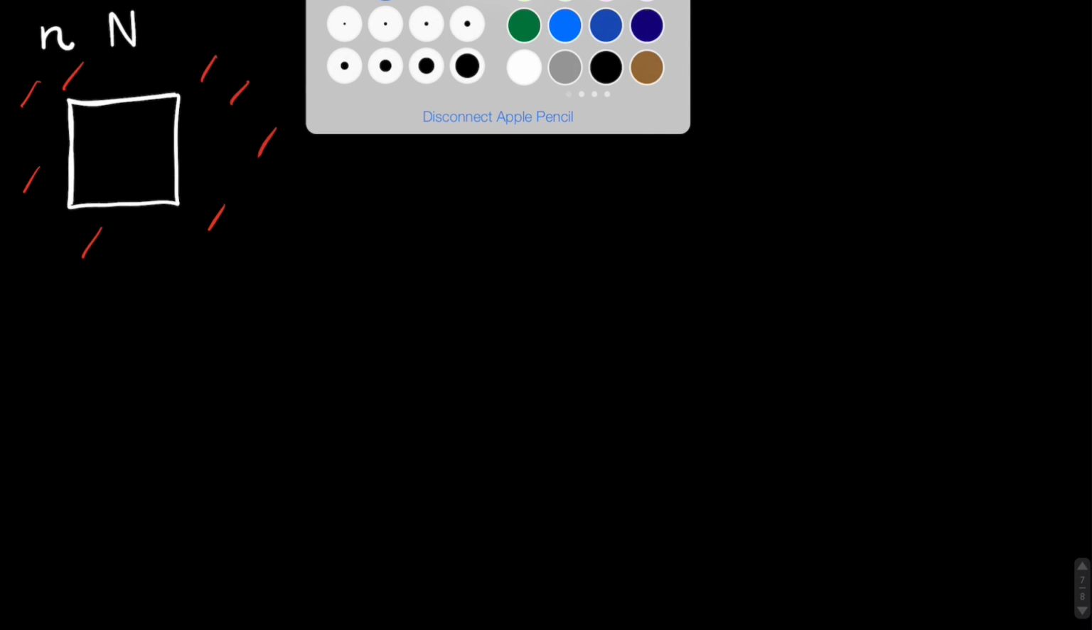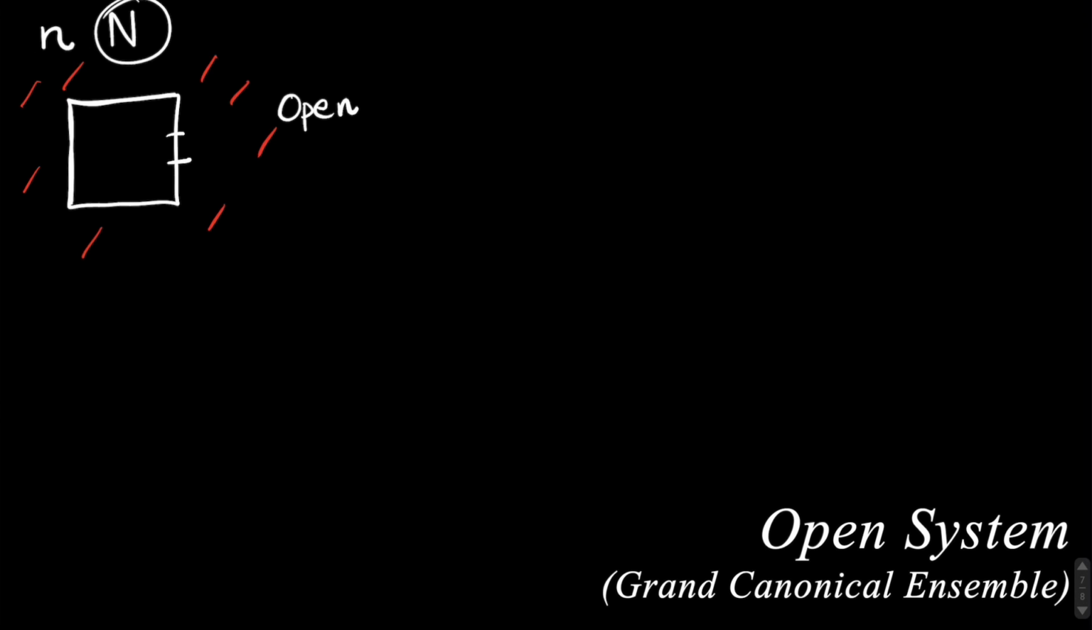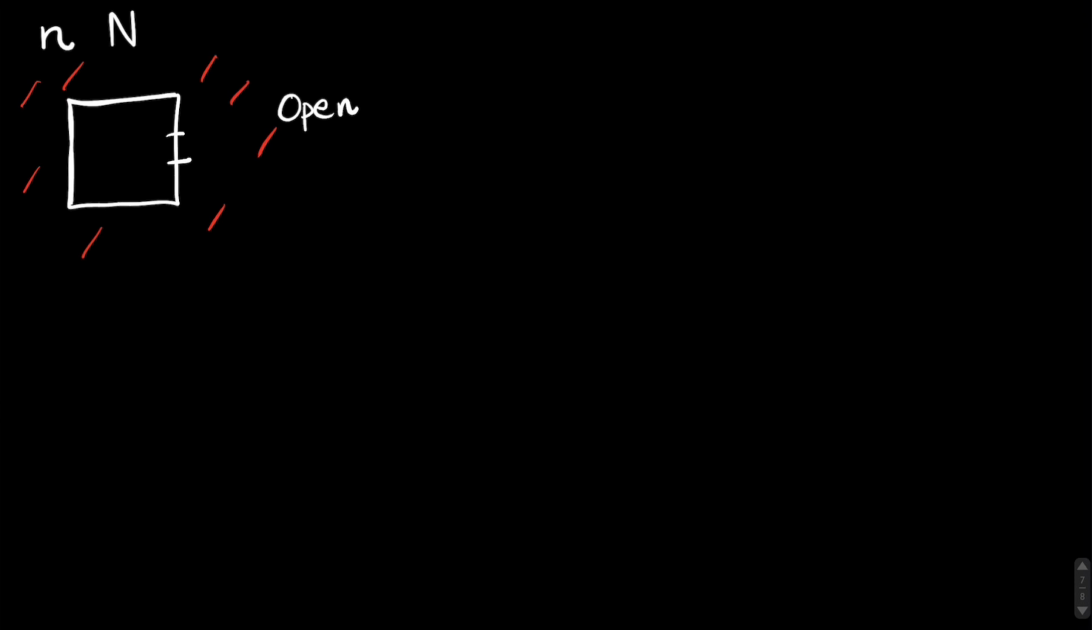However, what if I open the system up? So here's our box of gas, and as well as it being in a heat bath to allow the temperature to change, I also make an opening right here. I open a partition, and therefore particles can come in. Well, the system is now open, and therefore this n is no longer constant. So what's this going to do? Is this going to undo everything we've done so far?